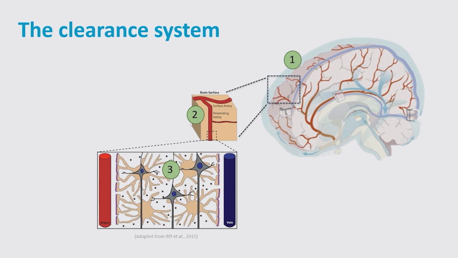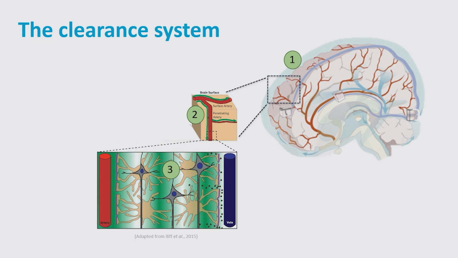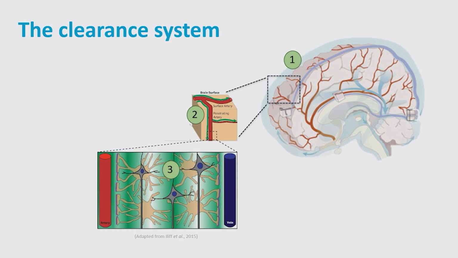So how does this system work? You have the cerebral spinal fluid that surrounds the brain, which you can see here at number 1. Then this fluid dives into the brain through these spaces that surround the blood vessels. They're called perivascular spaces, as you can see here at number 2. And then at number 3, this fluid gets exchanged with the interstitial fluid, it picks up the waste products, and is then flushed out of the brain.